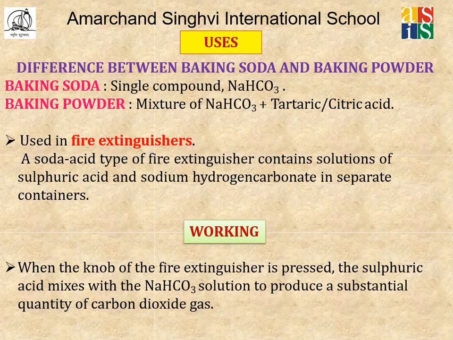Baking soda is also used in fire extinguishers. A soda acid type of fire extinguisher contains the solution of sulfuric acid and baking soda in separate containers. Let's discuss how these fire extinguishers work. When the knob of the fire extinguisher is pressed, the sulfuric acid mixes with baking soda solution to produce a substantial quantity of carbon dioxide gas.